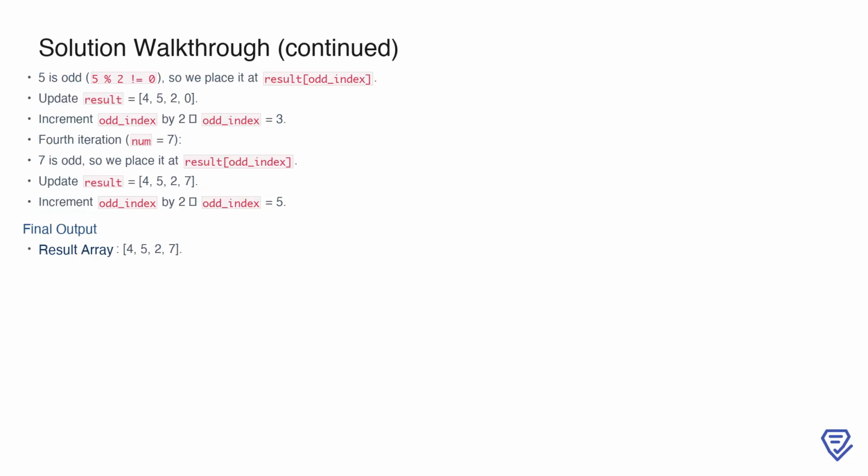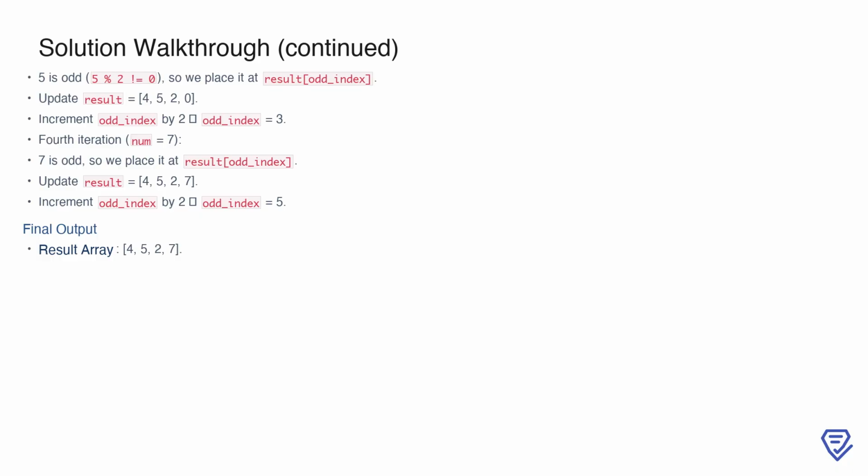Now we move to the third number, 5. This number is odd because 5 % 2 is not equal to 0. We place 5 at result[odd_index], which is position 1, updating the result array to 4, 5, 2, 0. Then, we increment odd_index by 2, so it becomes 3. Finally, we process the fourth number, 7, which is also odd. We place 7 at result[odd_index], updating the result array to 4, 5, 2, 7. Once again, we increment odd_index by 2, making it equal to 5.